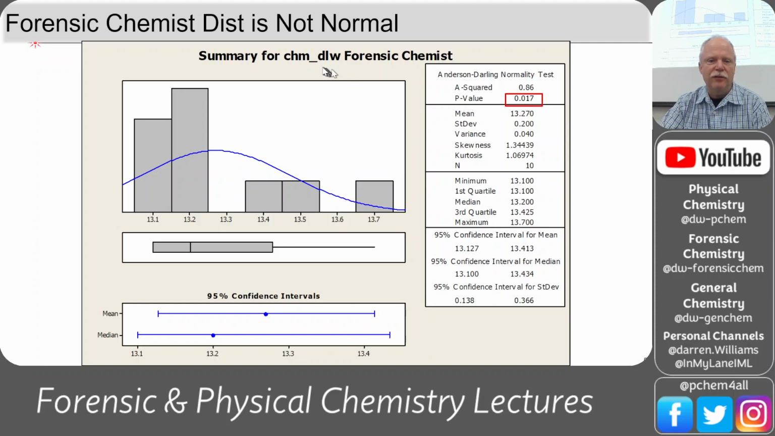Okay, now let's look at the forensic chemist. So here's the histogram for the forensic chemist. Again, on the frequency axis, we can kind of look at this. We know we have 10 data points, so we can find out which ones there are. I'm just drawing these lines here to show you the frequency axis. So we've got 1, 2, 3, and 4.